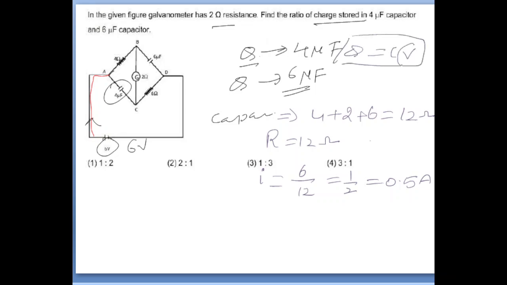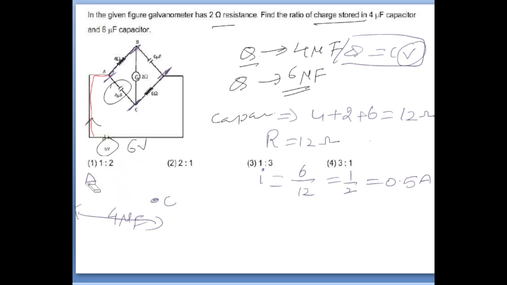C is given already. V we don't know. V is nothing but the potential difference across these 2 points for this capacitor. So now look at here. If you take the 4 microfarad capacitor, this terminal is A, this terminal is C. The potential difference across this is the same as the potential difference across the remaining part, which means here 4 ohm is there, and here the galvanometer is there. I mean, I'm saying A to B, B to C. What potential drop will be there? The same potential drop will appear on this capacitor.